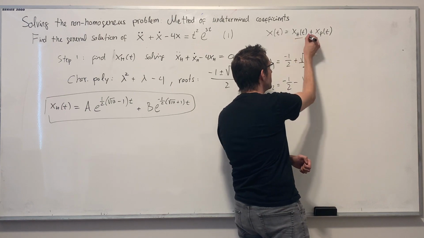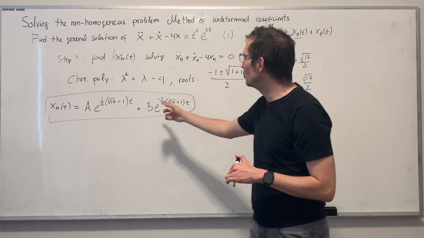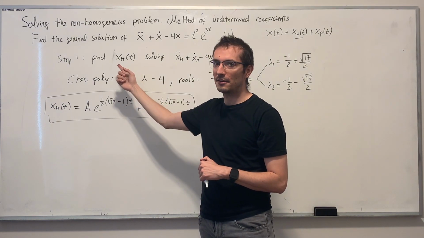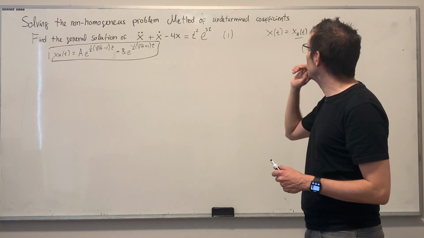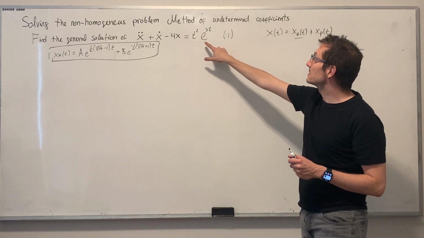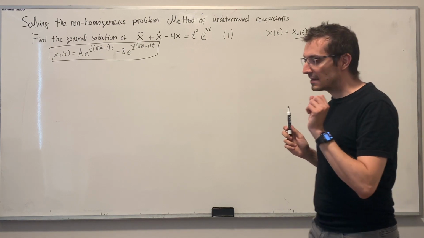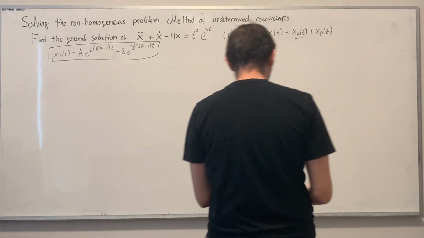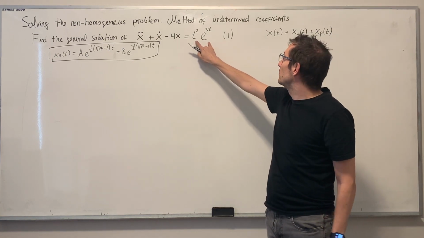We found this component. Now we need the particular solution. To do that, let me move this result that we have here and erase the board. Like that. And we're now going to make an ansatz. We're going to make a guess as to what could be a good particular solution. Notice that in this case, the particular solution has to be similar in form to this one.